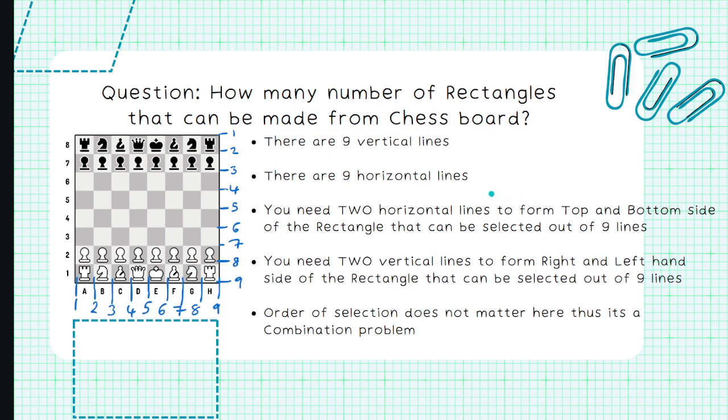As I said earlier, there are 9 vertical lines and 9 horizontal lines. You need 2 horizontal lines to form the top and the bottom sides of the rectangles, and that can be selected out of 9 lines. Similarly, you need 2 vertical lines to form the right and the left-hand side of the rectangle, which can be selected out of 9 lines. Since the order of selection doesn't matter, it's a combination problem. If the order of selection did matter, it would be a permutation, but it doesn't, because we're just making rectangles. Okay?